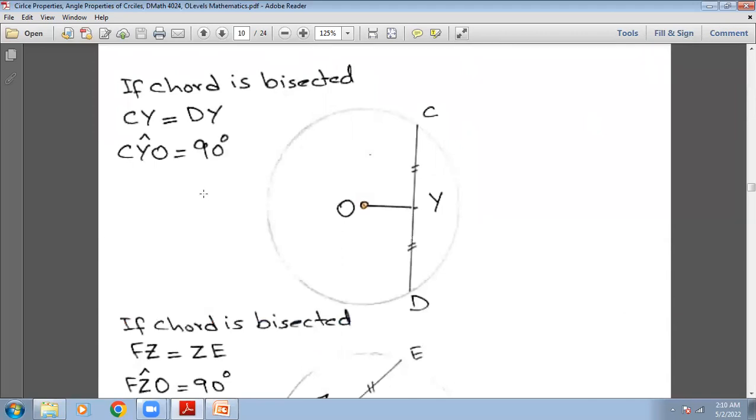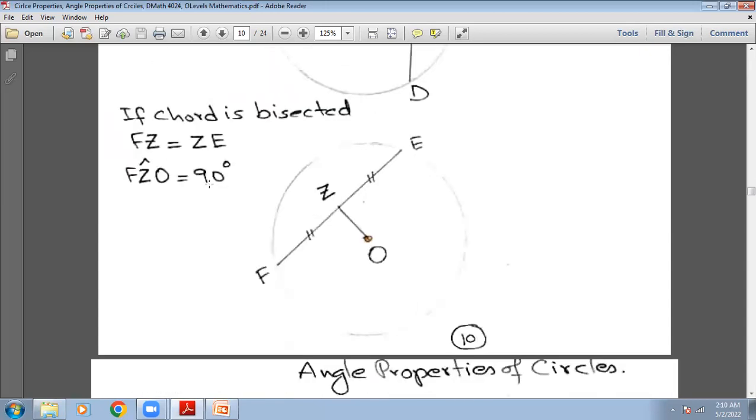Here is another example on the same concept. For example, this is the chord, and the line segment coming from the center is OY to the chord, and it has bisected the chord. Then this means that this angle here, OYC or OYD, will be 90 degrees. It will be perpendicular to the chord. OY will be perpendicular to the chord.